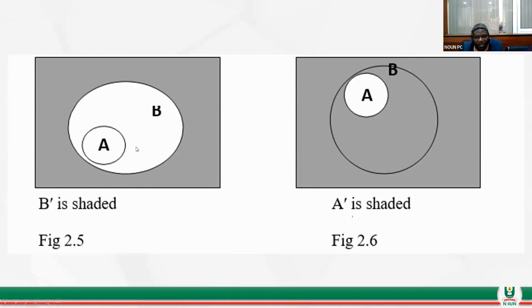Can you check figure 2.6 now? A complement. A is inside of B. So A complement means inside of B, there are still some things that are not inside A, and those are removed. You can see the complement of A shaded alongside the B complement. Can you see very well? Yes, sir. Can you see figure 2.6?